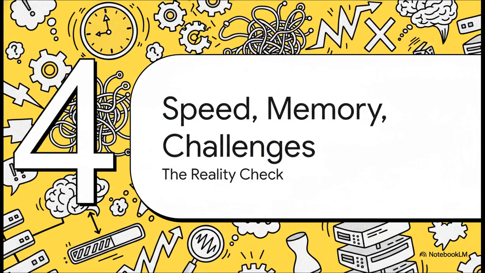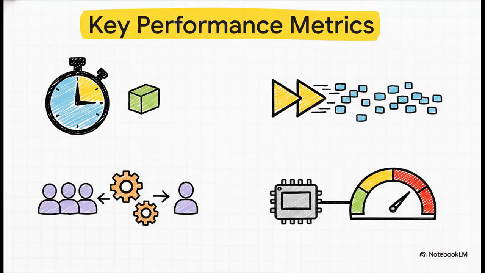Okay, so all of this sounds great in theory, but let's get a reality check. How does this actually perform out in the wild? Because this whole process has some pretty big challenges, especially when it comes to speed and resources. When you're running these things for real, developers are basically obsessed with 4 key numbers.